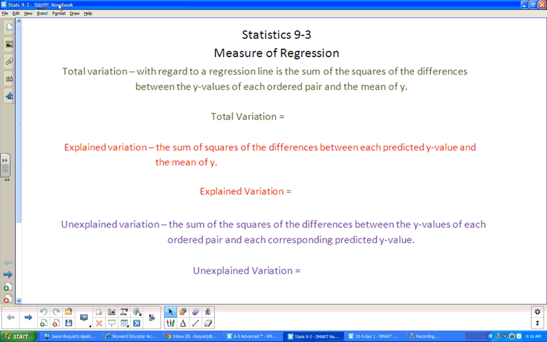Remember, or rho, right? That's what the population one is. But R is our sample. And again, that's the correlation coefficient. Okay. But we're also going to take a look at maybe finding that another way today.